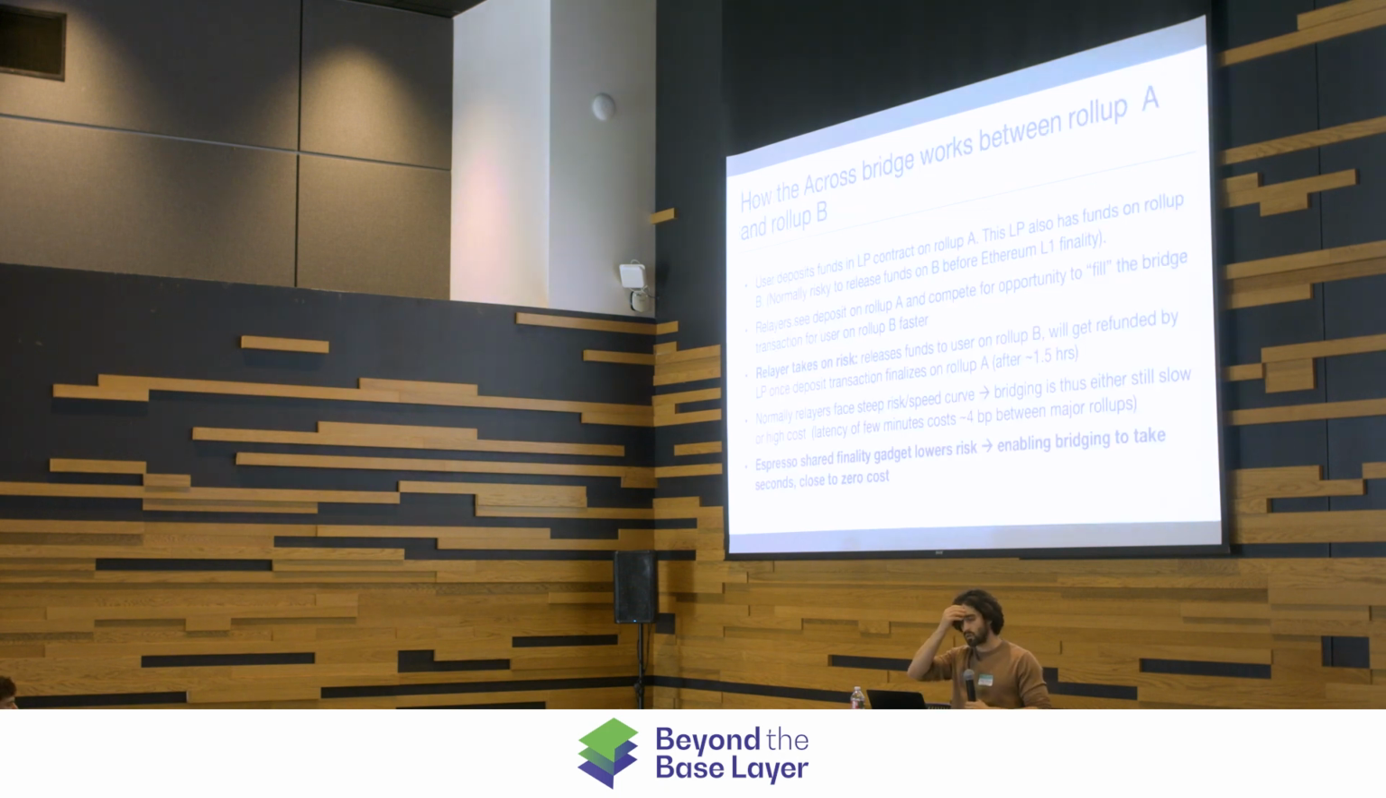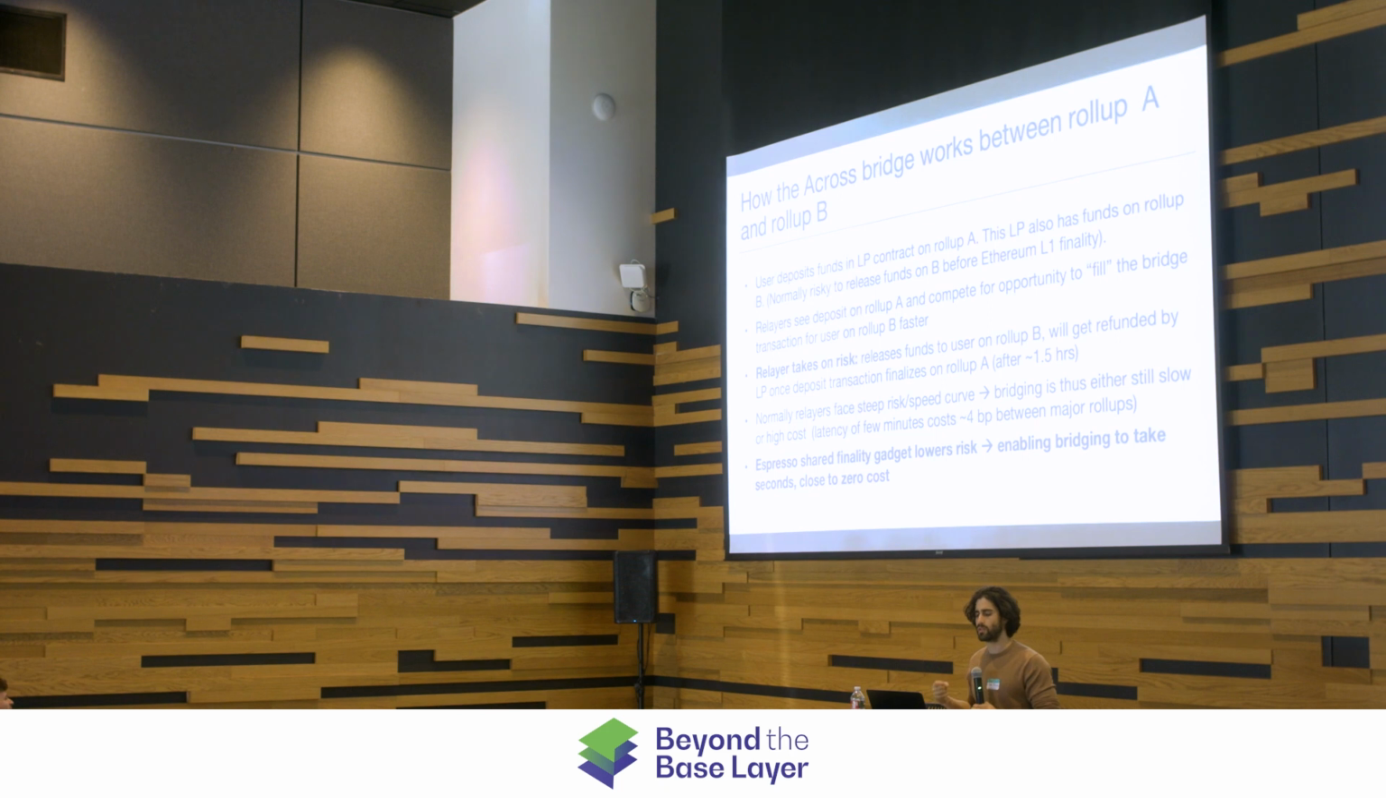So quickly, how Across works: it's a bridge where users deposit funds into a liquidity provider contract on one rollup, and this liquidity provider also has funds on a second rollup, rollup B. Now, normally it's very risky to release the funds on rollup B before Ethereum L1 finality kicks in, and that could be 15 plus minutes. Maybe even longer if you want to wait for the fraud-proof window for, say, Arbitrum to expire.